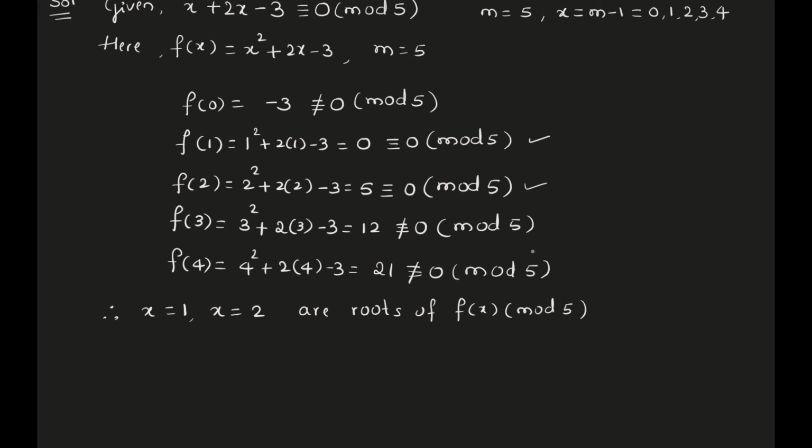So the given equation is a quadratic equation, so it has two roots. Here 0, 3 and 4 are not roots of the given polynomial f of x mod 5. Okay. So we'll check one more example.